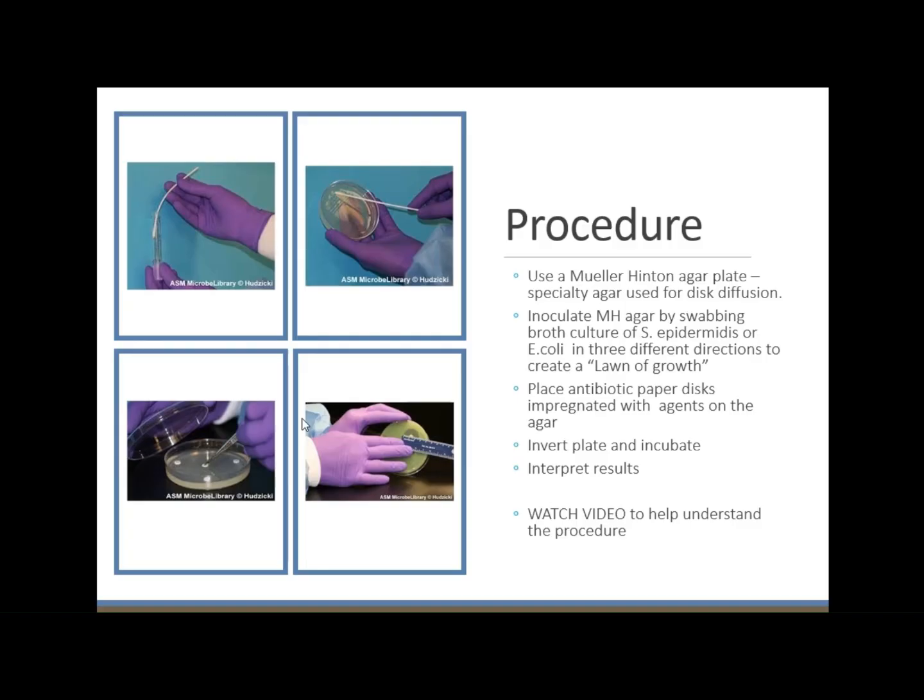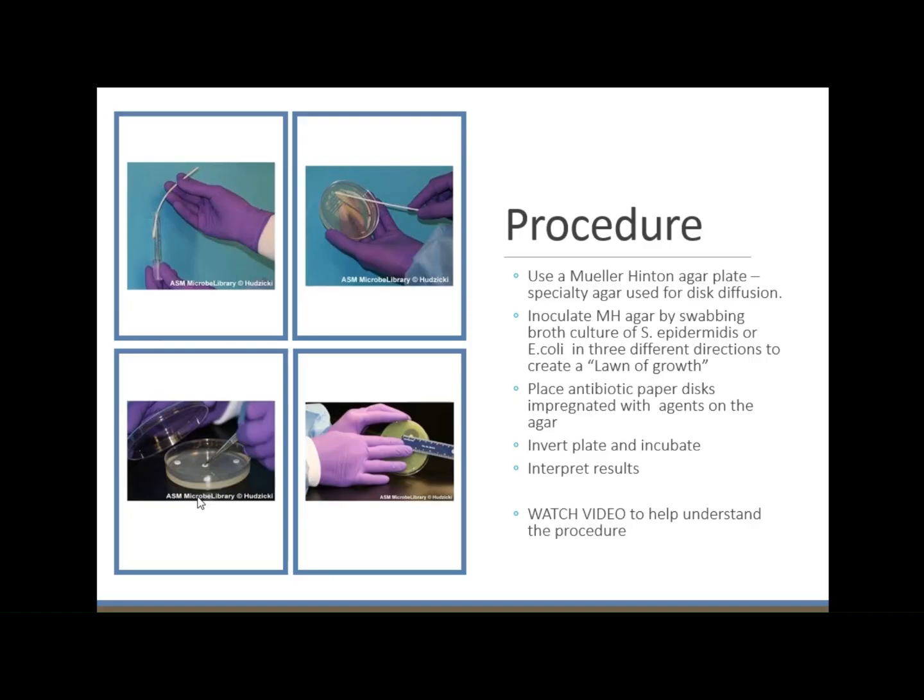Then you're going to go in, as this picture down here in the left corner shows you, and take paper discs that have a certain amount of antibiotic on them. You're going to put those discs on the plate. You're going to then cover the plate. You're going to put it upside down in an incubator if you were in lab, and you're going to let it grow.